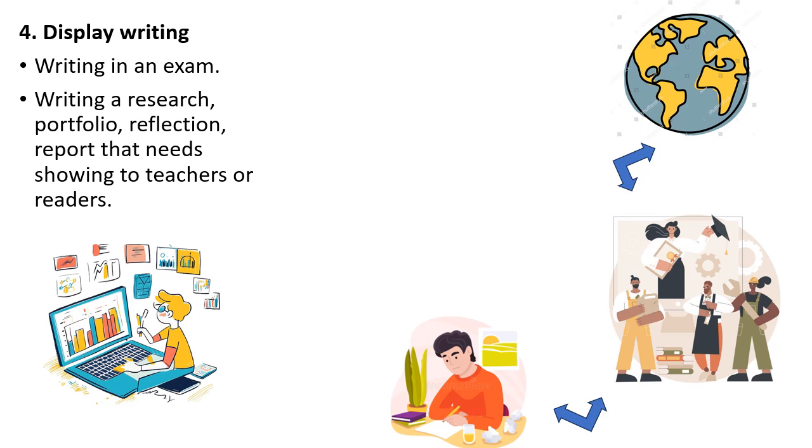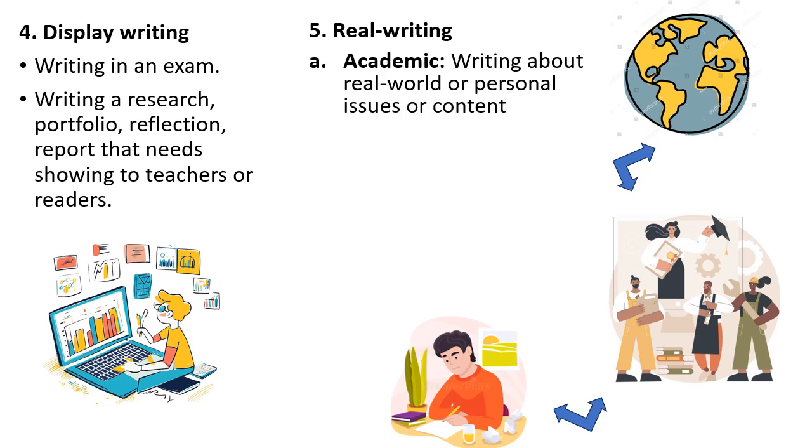Another similar type of writing performance is real writing, which can be self-explanatory too because you're writing about something that is real. So, for example, in academic settings, you may be asked to write about the real world or personal issues or content. So, when you study, you know, literature studies or global studies, these two subjects are based on the real world or personal issues or content. So when you are asked to write, you write about the real world. That is what we call real writing.